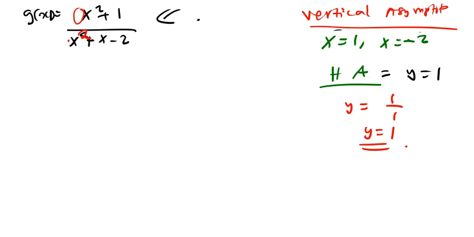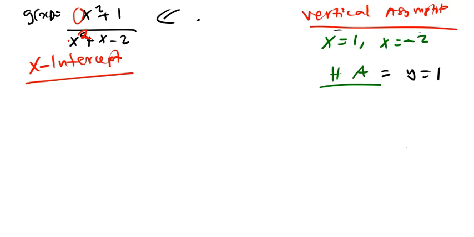You need now to find the intercept. How do we find the intercept? Let's start with the x-intercept. To find the x-intercept, equate y equal to 0.